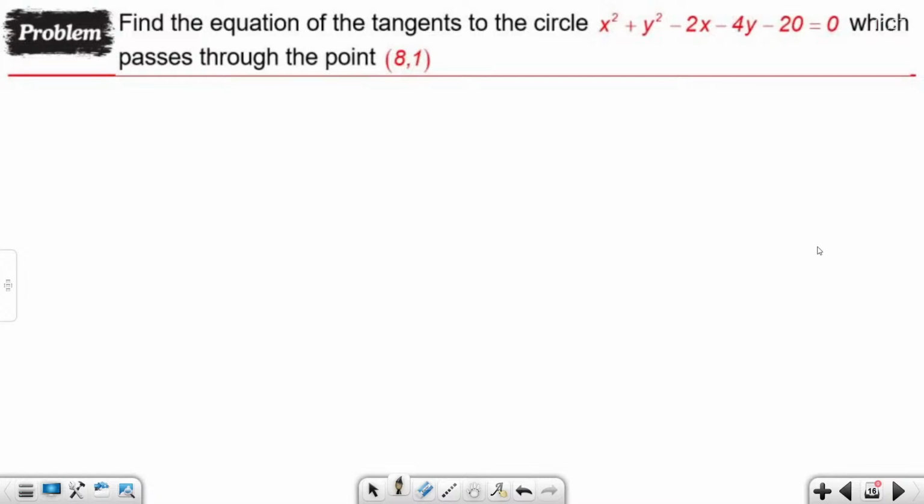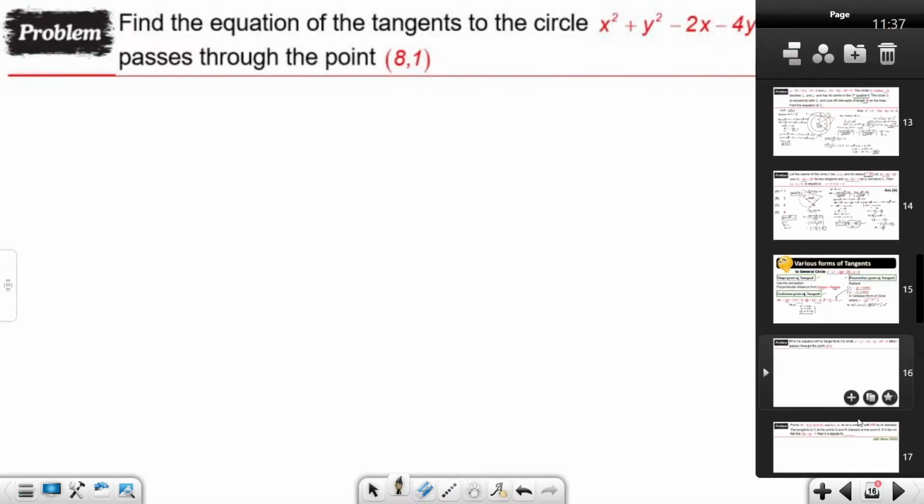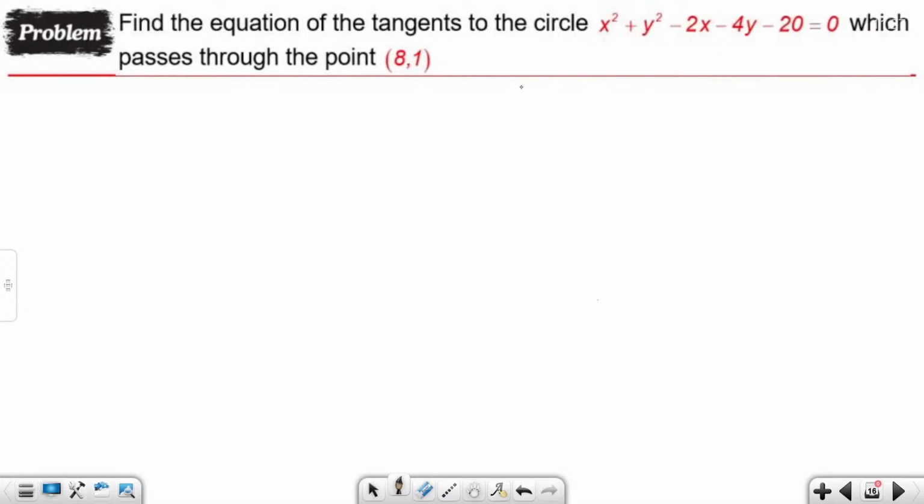Let us take a problem on this. Let us see this. Find the equation of the tangent to the circle. X square, what is given? The equation of the circle is this. Right? And it is passing through the point 8, 1. Which one is passing? The tangent is passing. Now my first question is, is this point on the circle? If it is on the circle, it will take few seconds to find out the equation of the tangent.